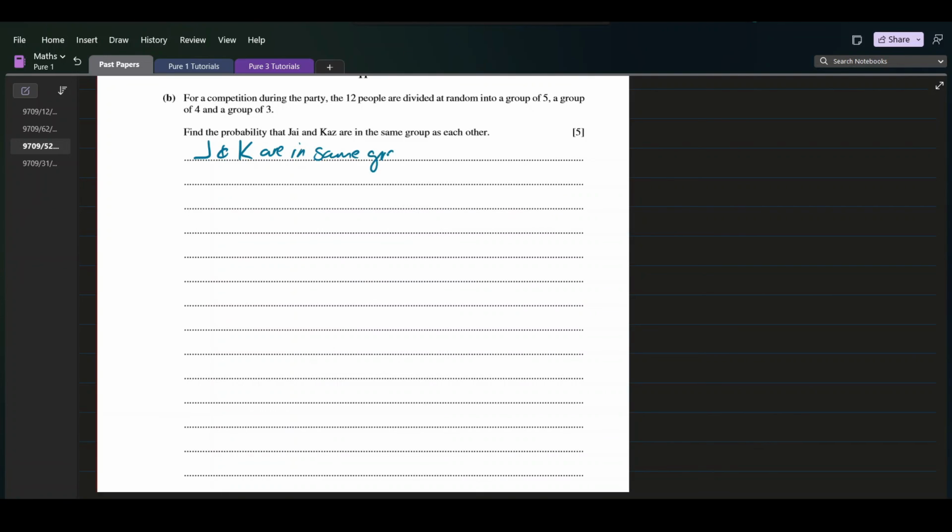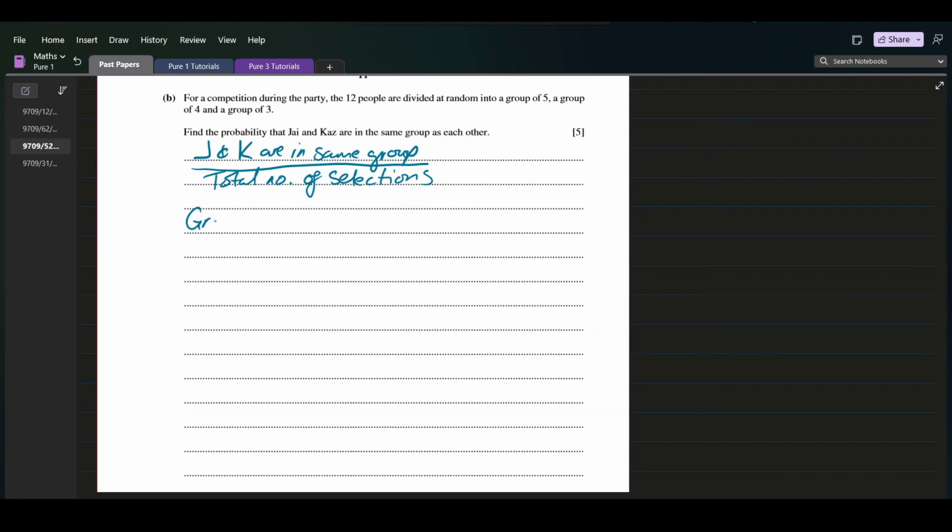So we want the number of selections in which J and Kaz are in the same group divided by the total number of selections when there are no restrictions. So let's start by finding the number of selections in which J and Kaz are in the same group.